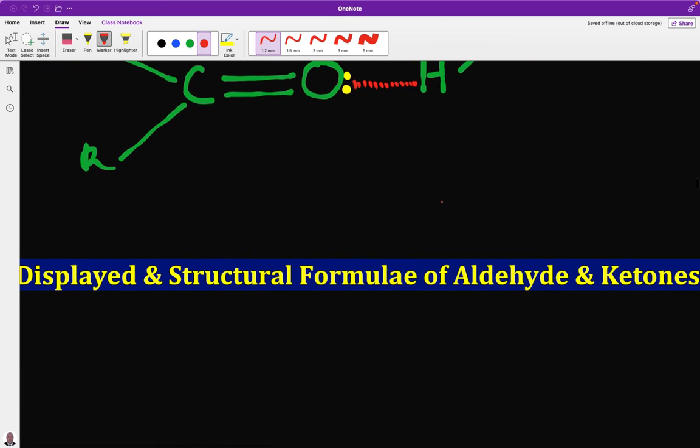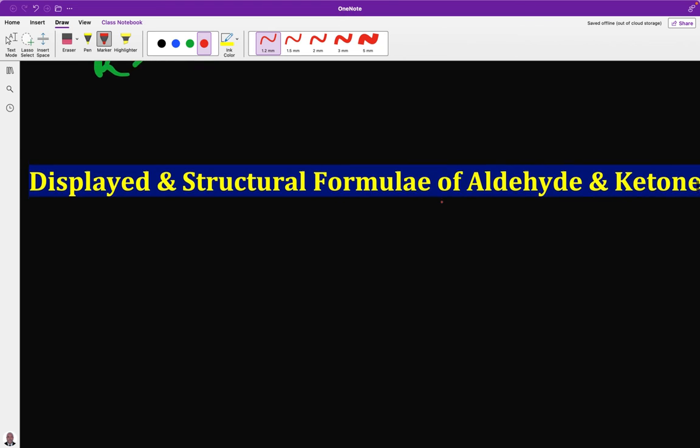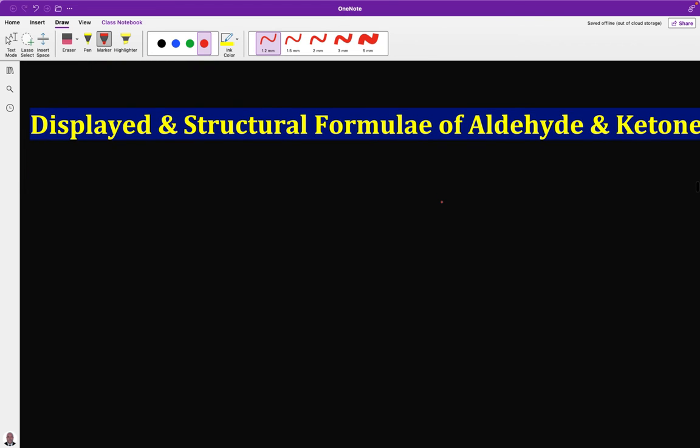Then we can go to displayed and structural formulae of aldehydes and ketones. Let's give examples of some displayed and structural formulae of aldehydes and ketones. We will be starting with, let me use ethanol. The displayed formula for ethanol is this one. We will have this.